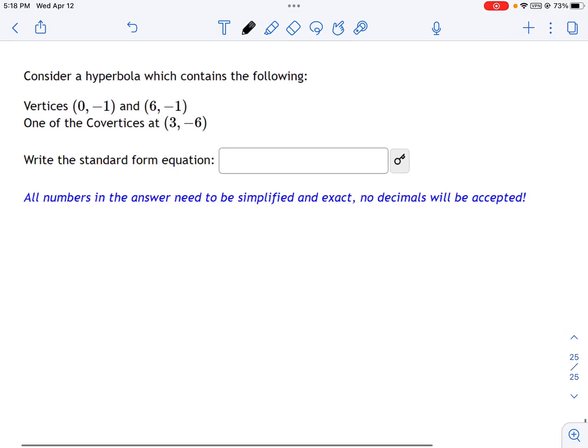Hello and welcome. Consider the hyperbola that contains the following: vertices at (0, -1) and (6, -1), and a covertex at (3, -6). Write the equation.